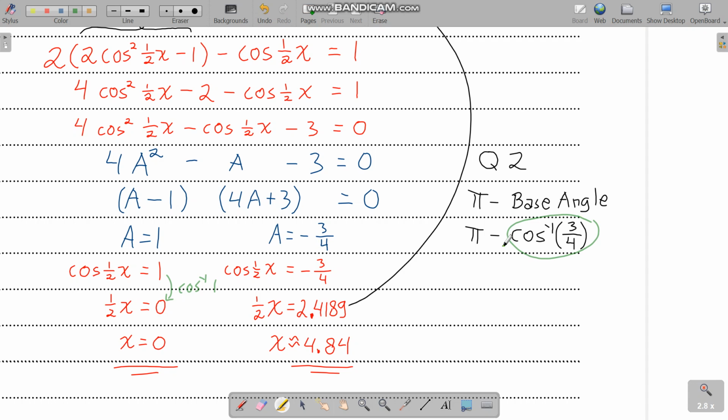And after you use a calculator, pi minus inverse cos 3/4, you're going to get this number. Notice that we use 5 significant figures here because this is not the final answer. This is just the intermediate working. So we have to use more than 3 SF so that the final answer will be accurate to 3 significant figures. We multiply by 2, and the final answer is in 3 significant figures for angles in radians.